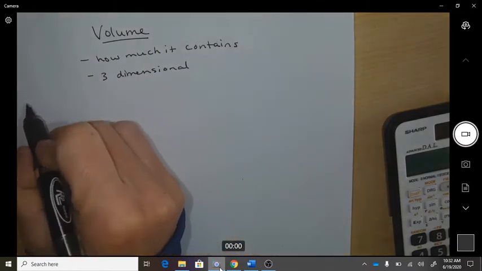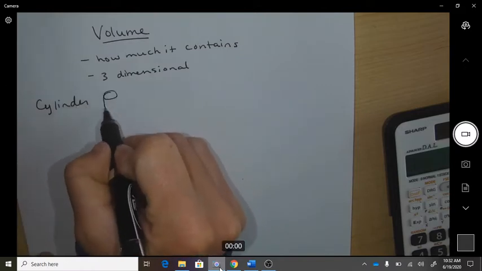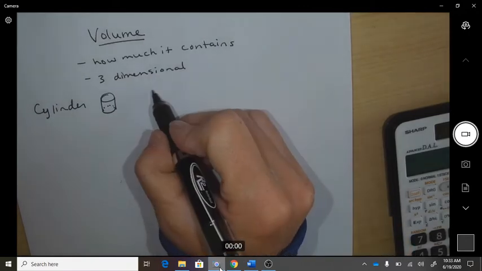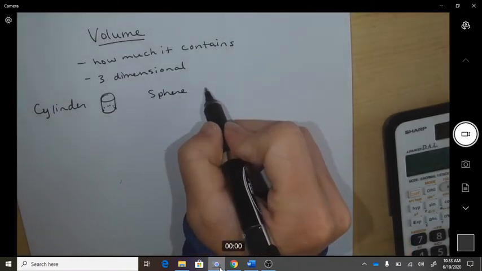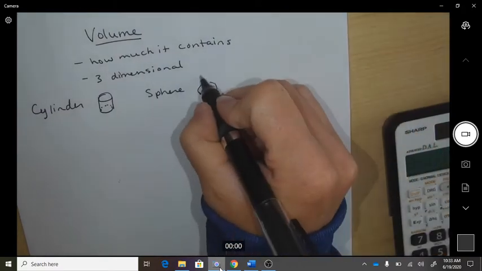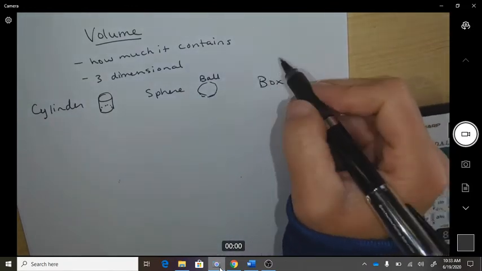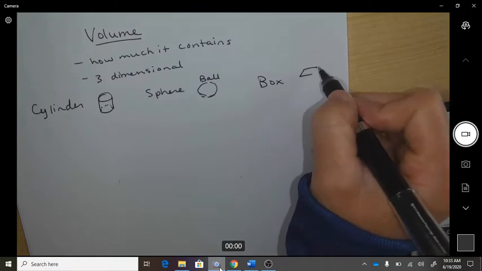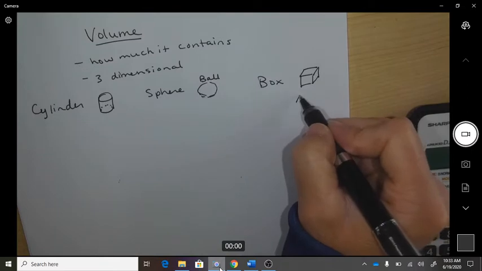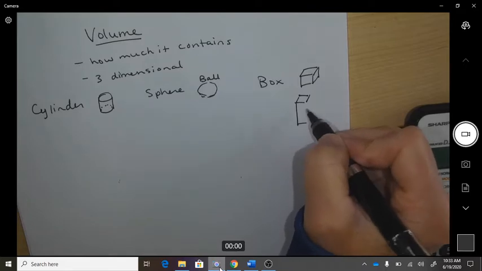Okay, so let's talk about some shapes. We have a cylinder, like a cup, a sphere, which is a ball, and a box. Not necessarily a cube. A cube would have all the same dimensions, but we might not have all the same dimensions.